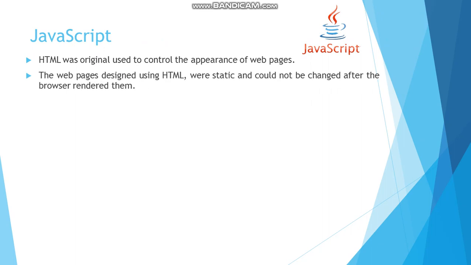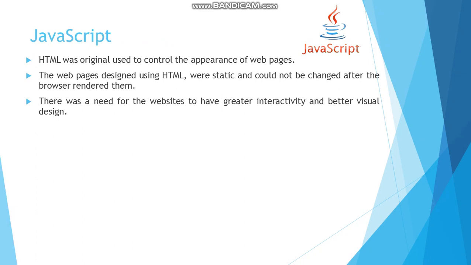The web pages designed using HTML were static and could not be changed after the browser rendered them. So once the browser shows the information, you cannot make any changes in the information. So there was a need for websites to have greater interactivity and better visual design. It means when the user interacts, when the user clicks on any object, then there must be some changes made in the output.